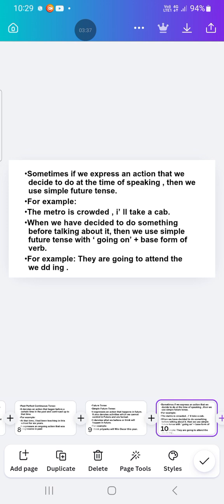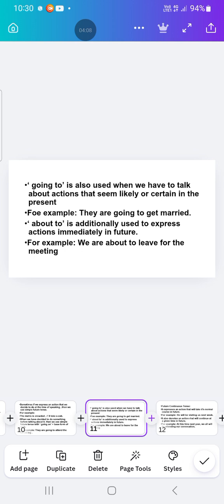Sometimes if we express an action that we decide to do at the time of speaking, then we use simple future tense. For example, the metro is crowded, I'll take a cab. When we have decided to do something before talking about it, then we use simple future with going to plus base form of the verb. For example, they are going to attend the wedding.